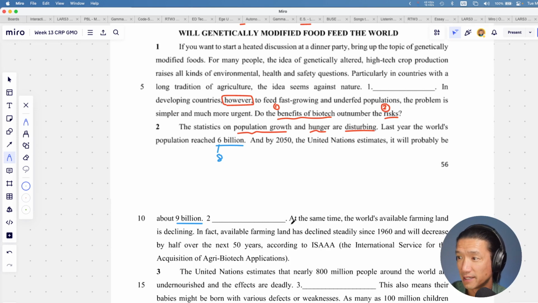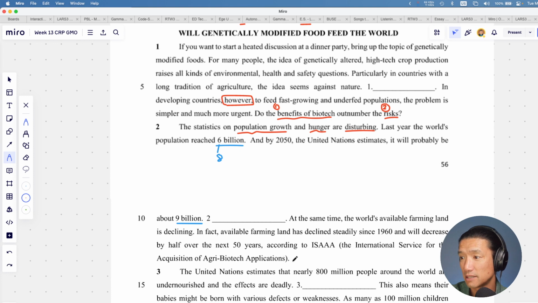Such a sad topic. At the same time, the world's available farming, so now we're talking about hunger, right? Available farming land is declining, yes, because of all these things: pollution, overuse, changing from foods that feed people to biofuels and things like that, using land for different purposes. In fact, available farming land has declined steadily since 1960 and will decrease by half over the next 50 years, according to ISAAA, International Service for the Acquisition of Agri-Biotech Applications. See, I don't like that.